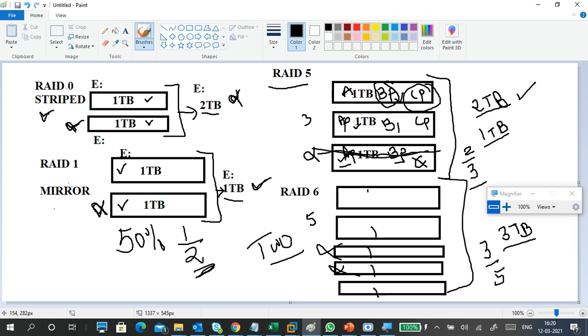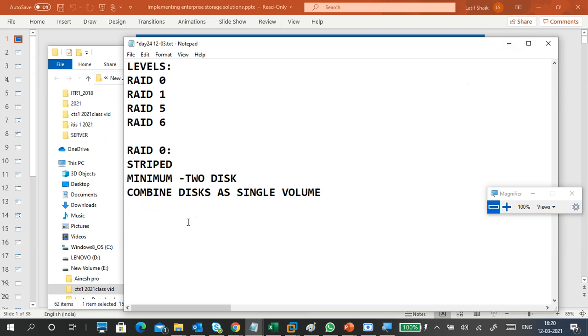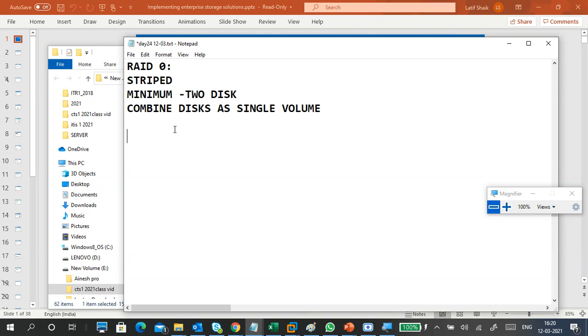Okay, this is striped, mirror, RAID 5, RAID 6. What about RAID 2, RAID 3, RAID 4, RAID 7, RAID 8, RAID 9? So they are there, but not popularly used. So RAID 0 is a striped volume, minimum 2 disks we are using, combining disks as a single volume.